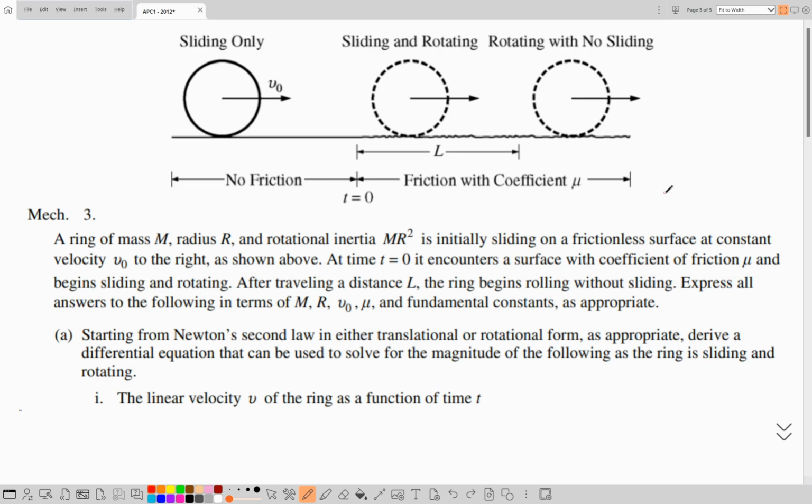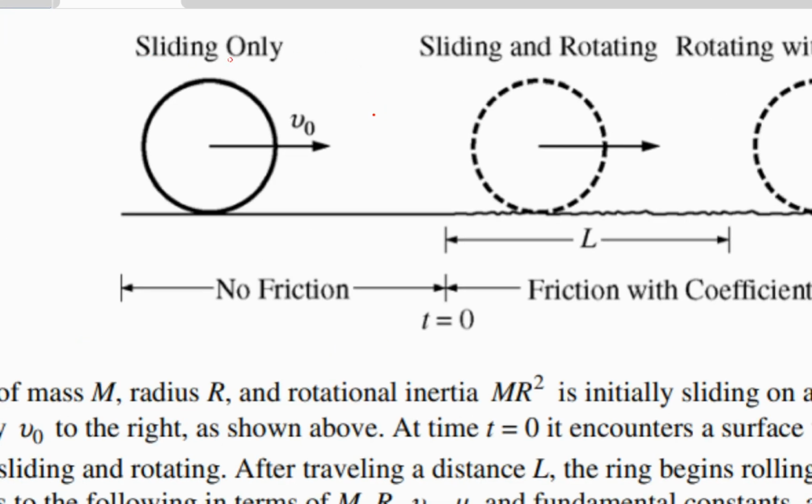Then let me start. A ring of mass capital M and radius capital R and rotational inertia MR squared is initially sliding on a frictionless surface at constant velocity v0 to the right as shown above. If you notice carefully, the ring is sliding only, and we can talk about two variables of motion, given by omega and v. This is related to rotation, this is related to translation.